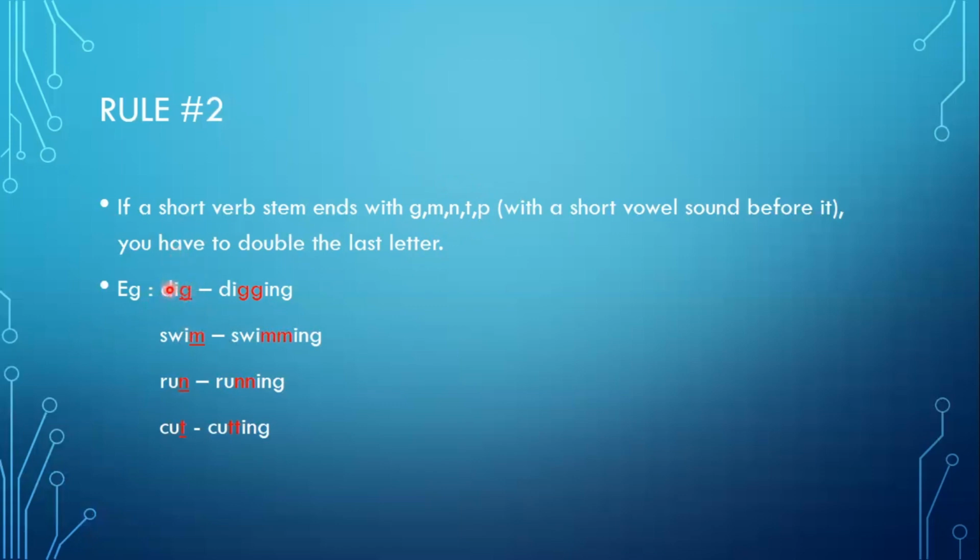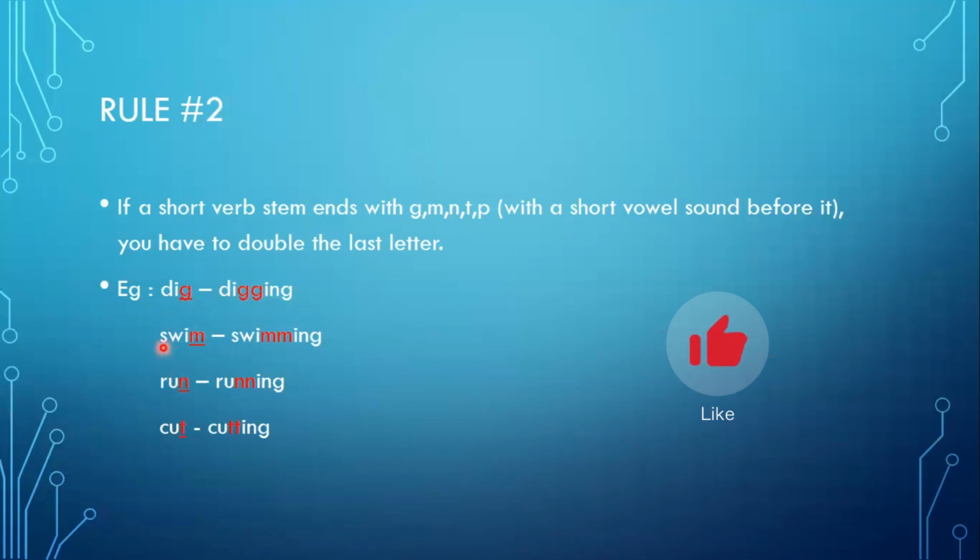And before that, you have to check the vowel sound. It's dig. We do not drag the vowel sound here. It's E. So you can double the last letter to change that verb into present progressive. Dig, digging. You have to double the last letter and add ing. I will explain another one. See the next word.